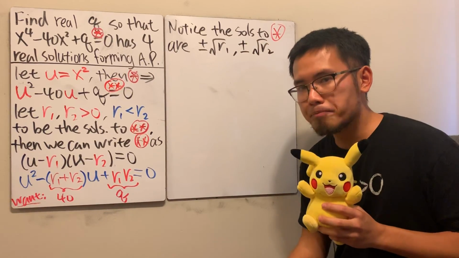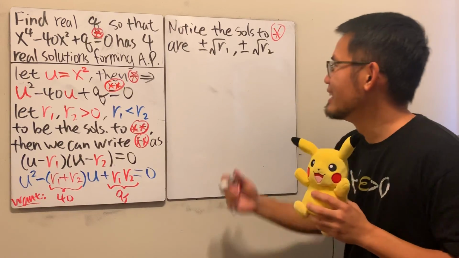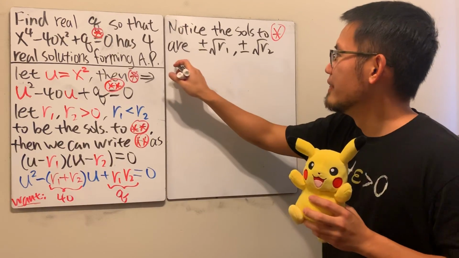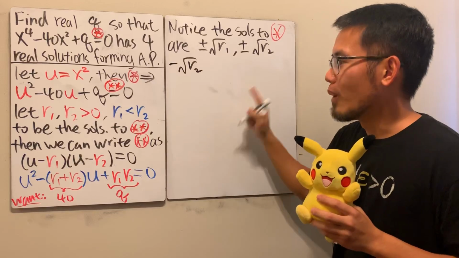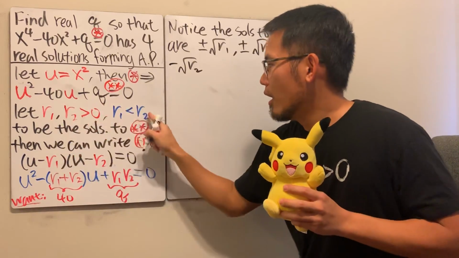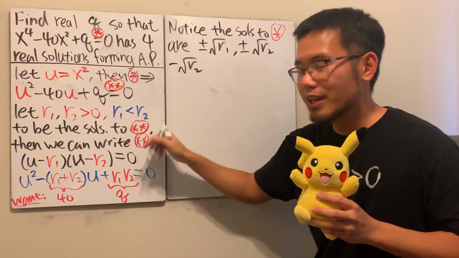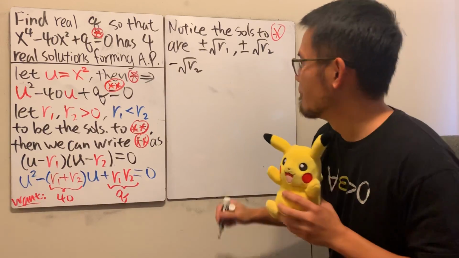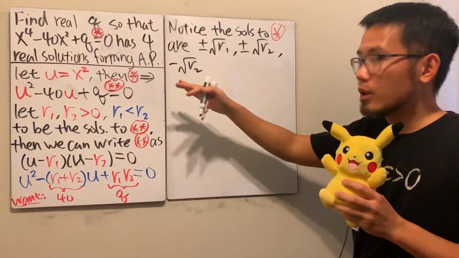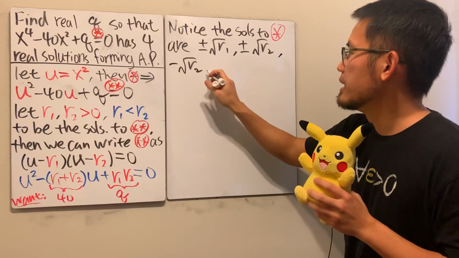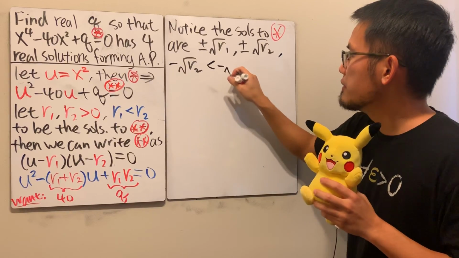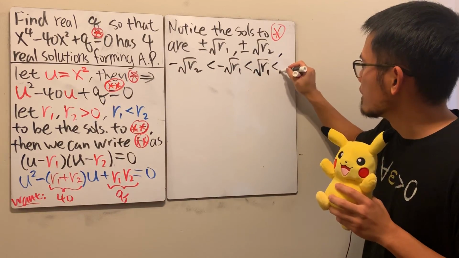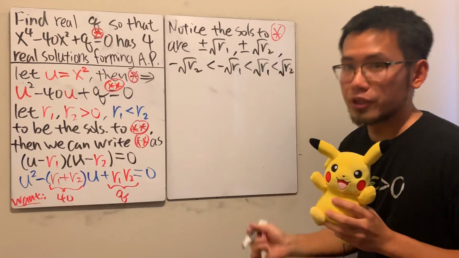And now let's play a game. The game is called put a smaller number first. We have 4 numbers right here. Which one is the smallest? The answer is negative square root of R2. Why? Because R2 was bigger than R1, right? If you take the square root, the inequality stays. But if you have the negative, this right here will be the smallest. So the order of the solutions is this, and then the next one is negative square root of R1, and then positive square root of R1, and the biggest one is square root of R2. So they are in this order.